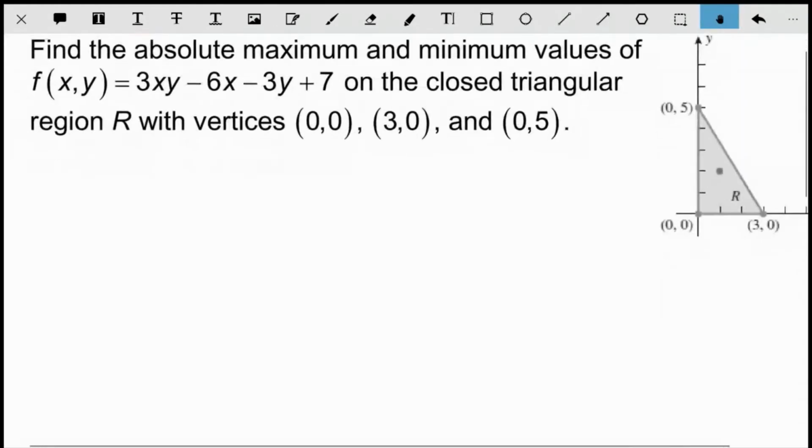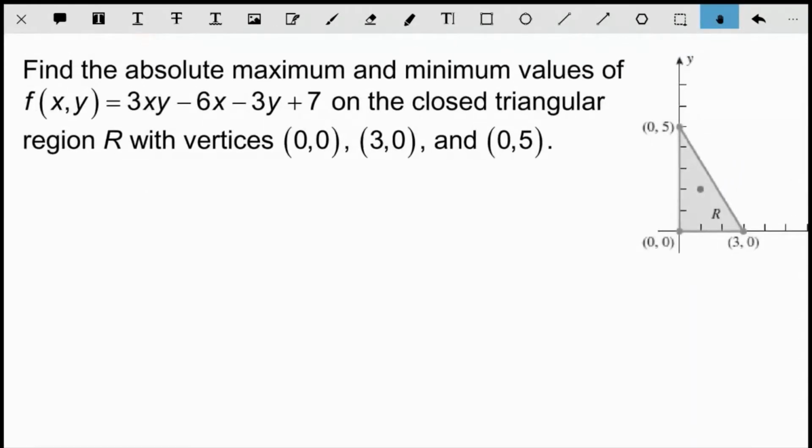Okay, so in this problem, we are given this scenario. It says find the absolute max and min values of f of xy is 3xy minus 6x minus 3y plus 7 on the closed triangular region R with vertices 0, 0, 3, 0, and 0, 5. Now, this graph that we're given is not the graph of the function. That is the region, that's sort of the slice of the function that we would be looking at.